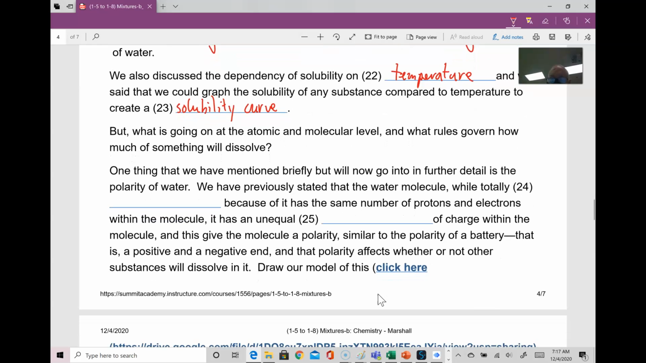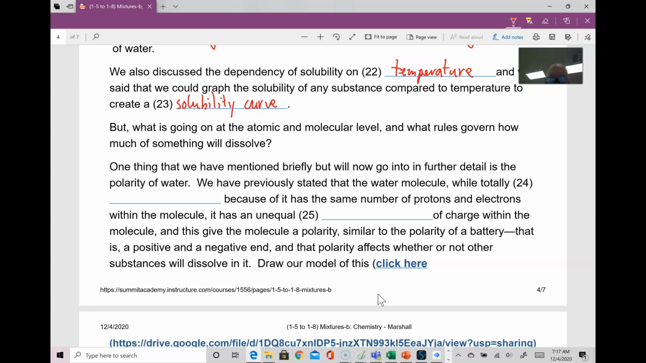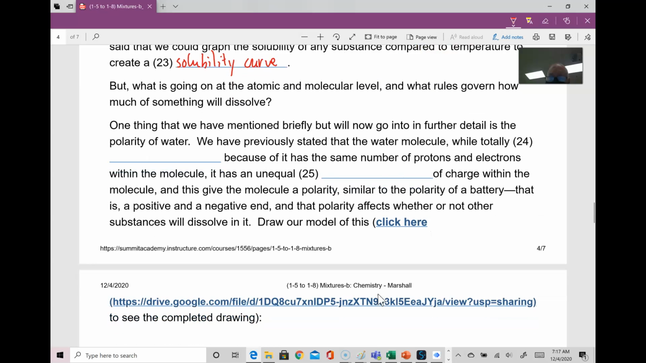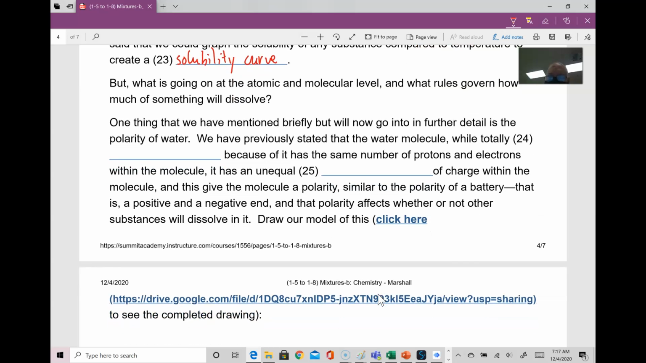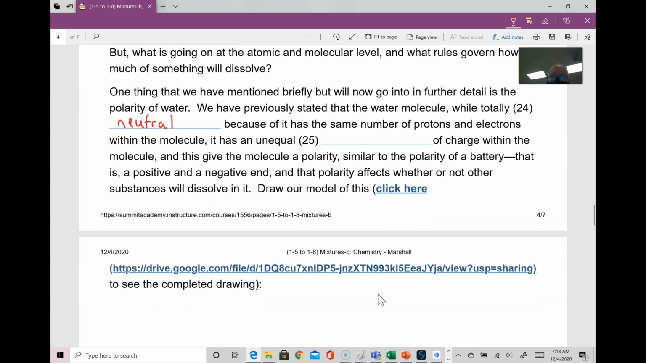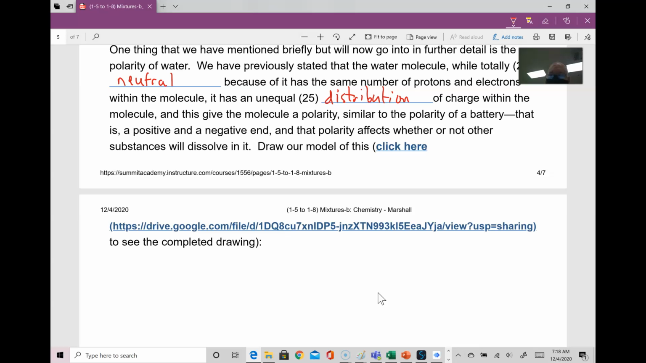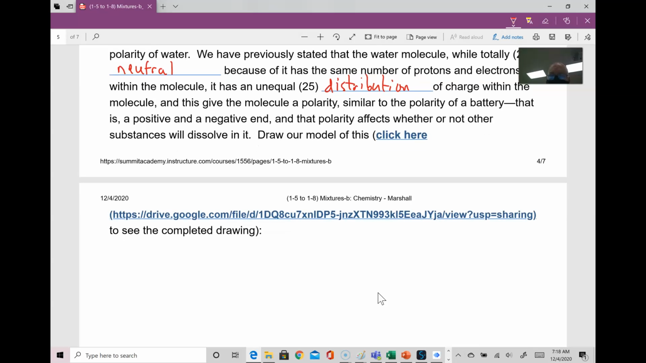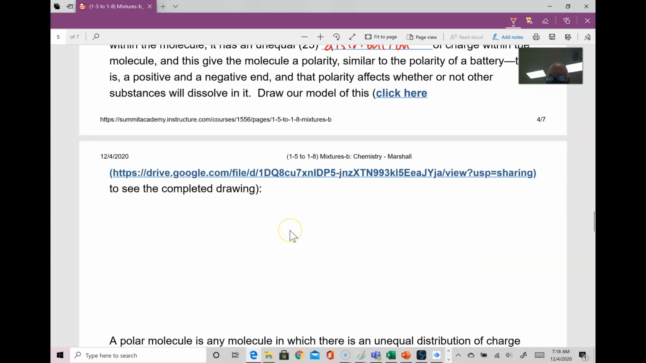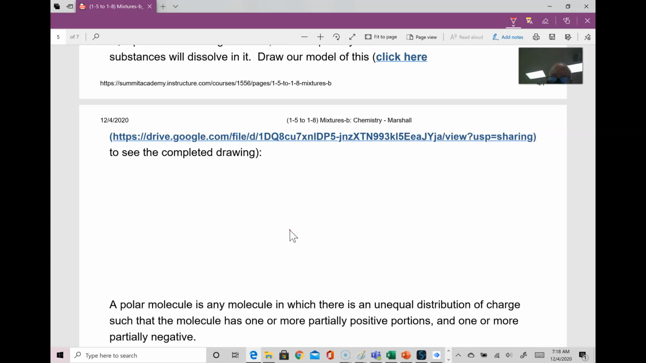One thing that we've mentioned briefly, but we'll go now into further detail, is the polarity of the water. We've previously said that the water molecule, while totally neutral because it has the same number of protons and electrons within the molecule, has an unequal distribution of charge. And this gives the molecule a polarity similar to the polarity of a battery. So one has a positive end and a negative end, and this polarity affects whether or not substances will dissolve in it.